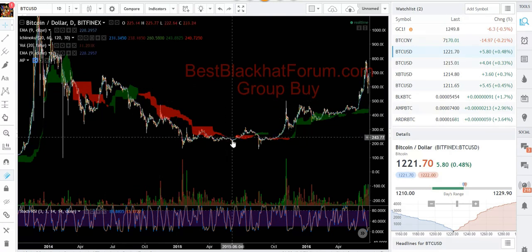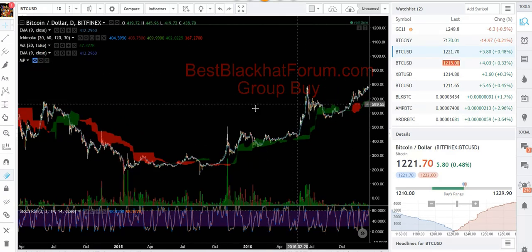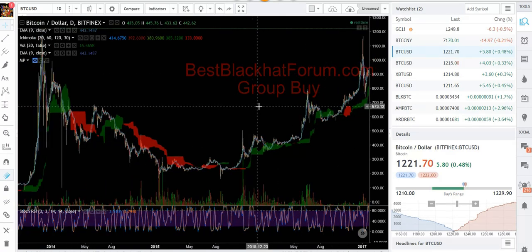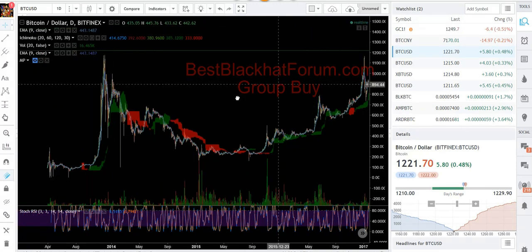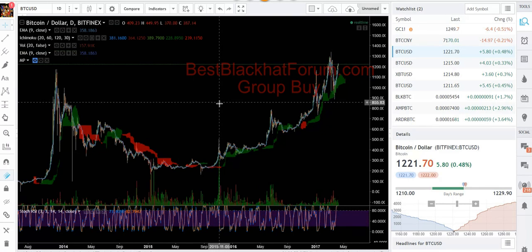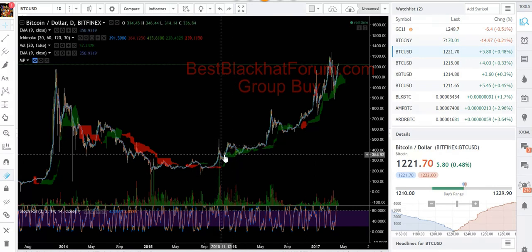It did not start to trend up until we got above these clouds. Okay, so just to simplify on a higher level, how you can look at the time frames and say, well, where's our trend? Where's our trend?